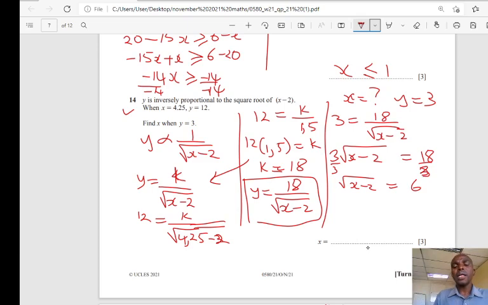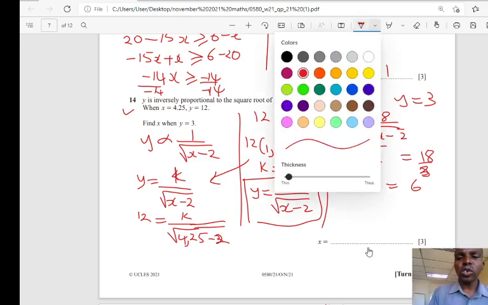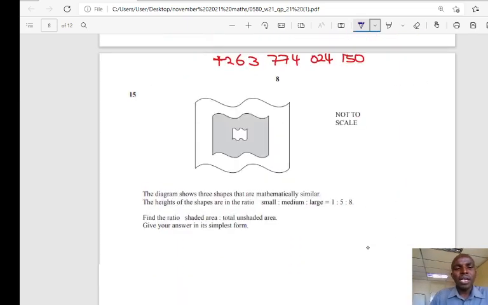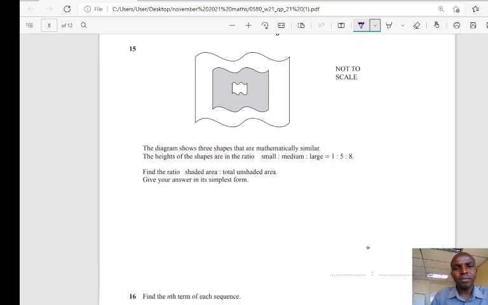Then after that, you square both sides to get rid of the square root. You square this side, you square this side. It will be x minus 2 is equal to 36. Then x will be 36 plus 2, which is equal to 38. Done. Next question, number 15.